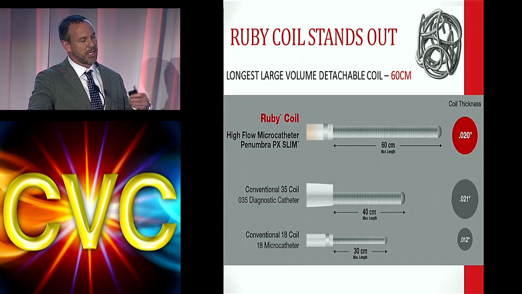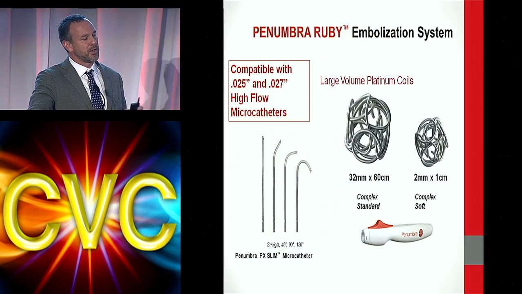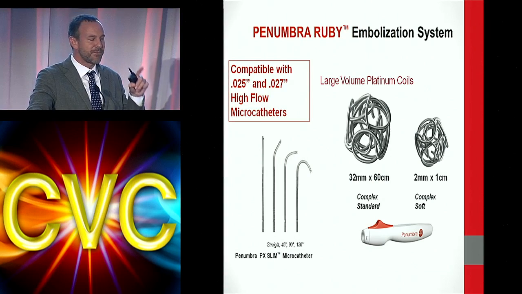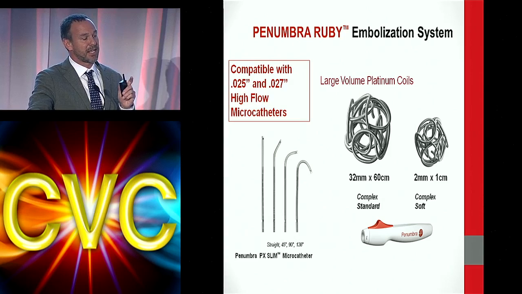These ones are actually bigger than those other coils. You can see it packs very densely, very nicely. It comes with a compatible high-flow microcatheter with a variety of different angles and shapes. It's got a very, very nice detachment system that's very quick, and it's a true detachment system that once it's out of the catheter, then you can detach it.